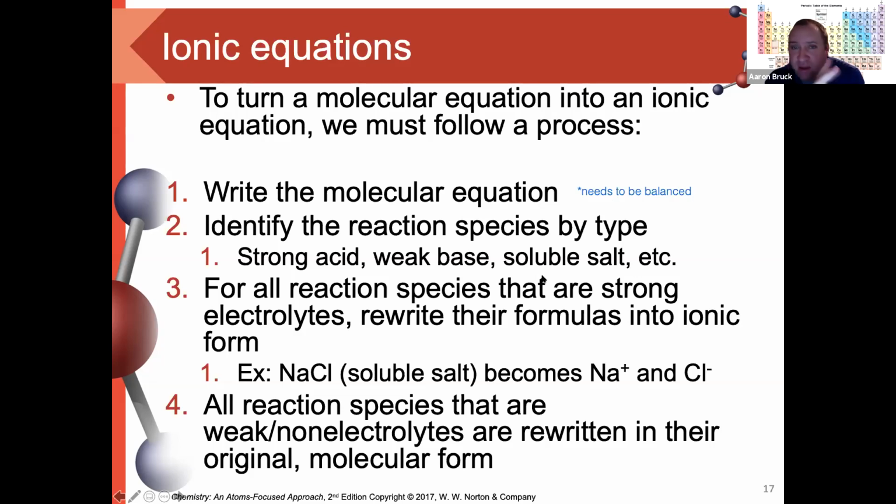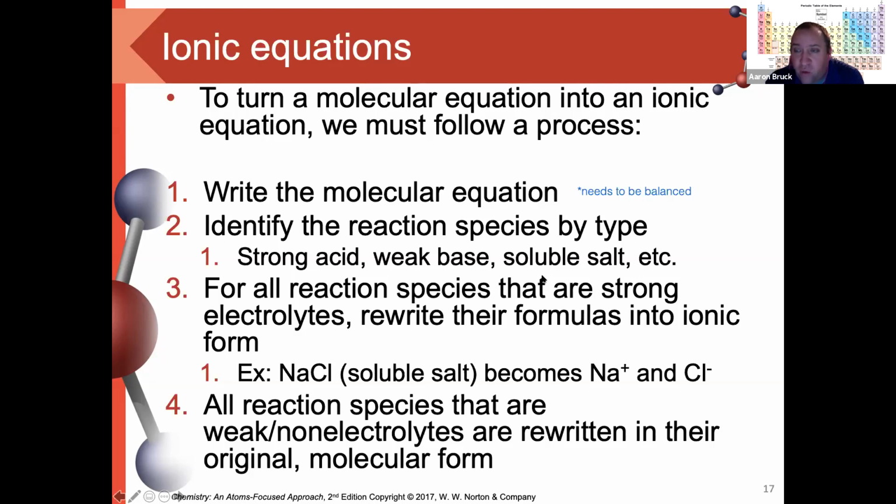The second step, now that we have our balanced molecular equation, we need to identify the reaction species by type. What I mean by that is the same kind of evaluations that you're doing in the proficiency for number 5. Acid, base, salt. It's one of those 3. And then from there, is it a soluble salt or an insoluble salt? Is it a strong acid or a weak acid? Is it a strong base or a weak base? Those are the designations. So one of 6 designations is going to be put on each reacting species in the equation.